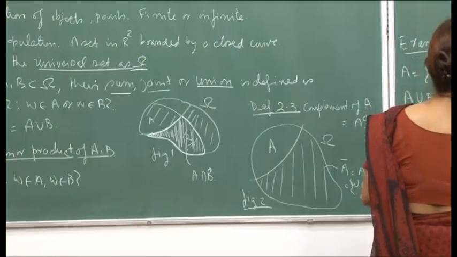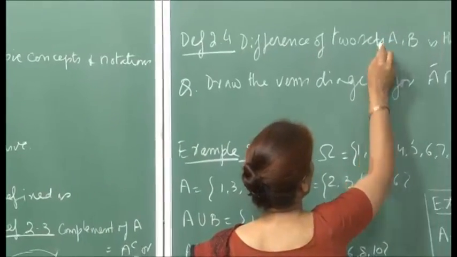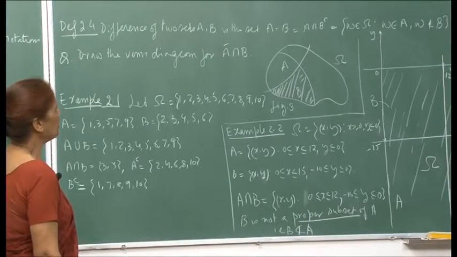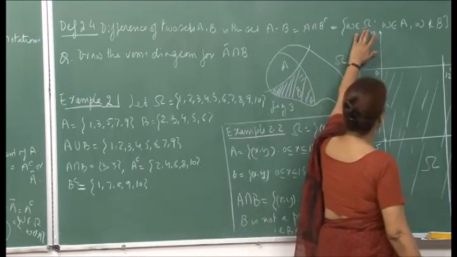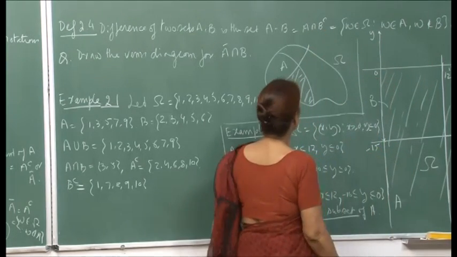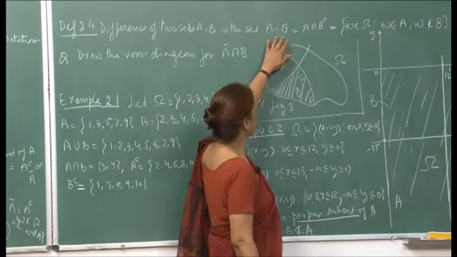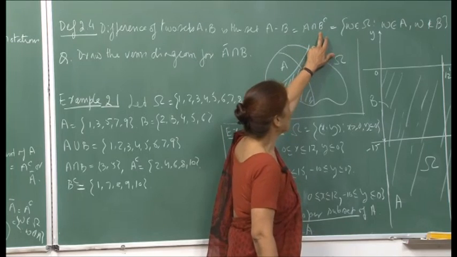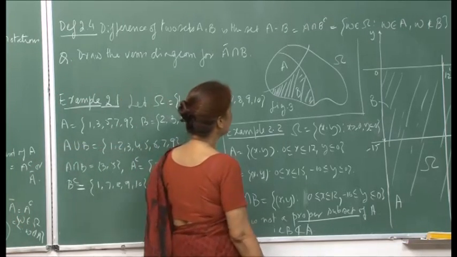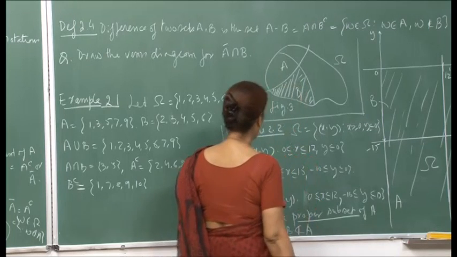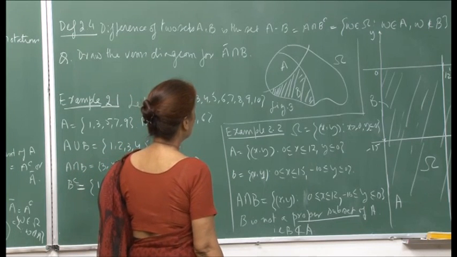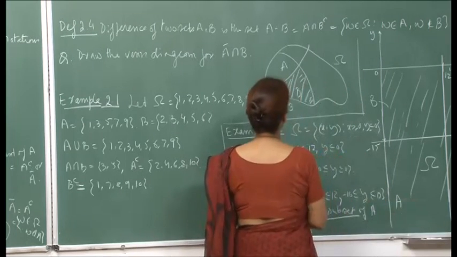Definition 2.4 is the difference of two sets A, B, which is the set A minus B. We refer to it as A minus B or A intersection B complement. So, that is all omega in the universal set such that omega belongs to A, but omega does not belong to B, because it is A intersection B complement. So, if you use the definition of the product, then the elements here must belong to both A and B complement. That means, the elements which belong to A, but do not belong to B. So, in that case, I have drawn the figure, figure 3 should be, so A and this is B, no, so I have to say B complement. Okay. This is not shaded correctly.